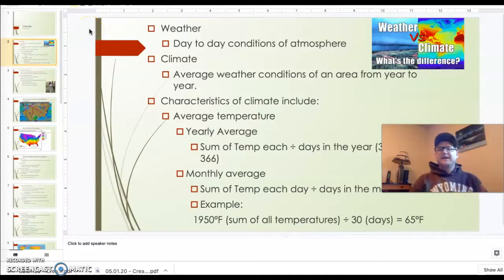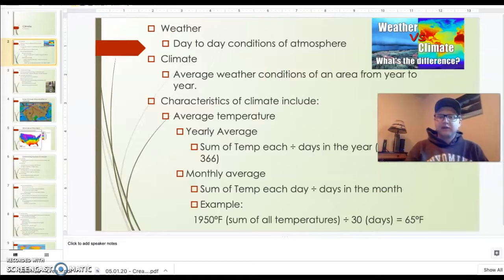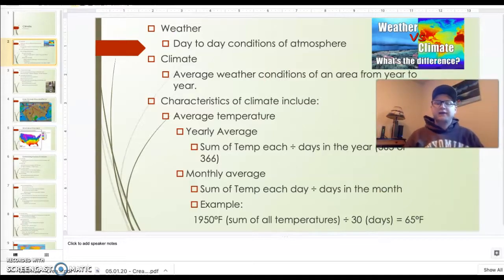Weather is the day-to-day conditions of the atmosphere. You can think of this as each day you're thinking about temperature, precipitation, wind, sunshine, things like that. That's the day-to-day conditions of the atmosphere. So that would be like a storm, because that happens on a day-to-day basis. A sunny day would be weather.